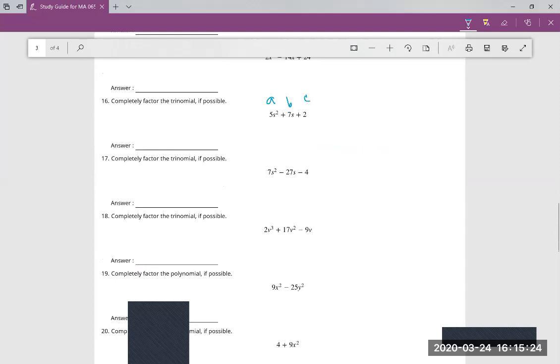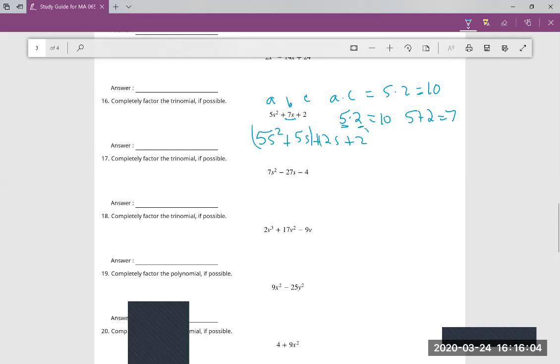A, B, and C. So first we're going to take A times C. So we're going to take 5 times 2, which is 10. Okay. Then we're going to try to come up with factors of 10 that when multiplied are 10 and when added are 7. So that is really 5 times 2 is 10, and 5 plus 2 is 7. So we're going to use 5 and 2 to rewrite the middle term here, okay? So 5s squared, and then I'm going to choose the plus 5s plus 2s, and then plus 2. Notice that 5s plus 2s is still 7s, okay?